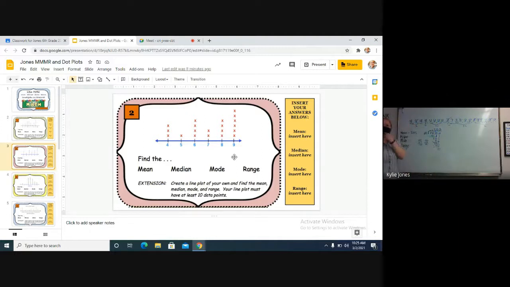Okay. So when we are left with 2 numbers in the middle, what do I have to do? I have 2 numbers that are different.